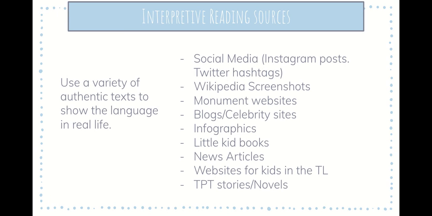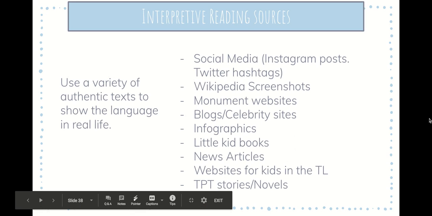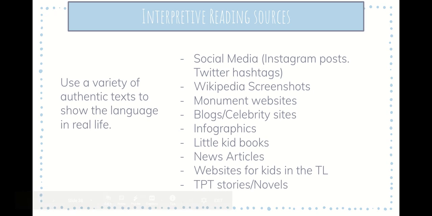Another thing too is making sure you use a variety of interpretive reading stories. So I like to do social media, use Instagram posts. You can search by hashtags on Twitter or Instagram. Wikipedia screenshots, monument websites. You can use blogs or celebrity websites. Infographics are fantastic for this level. Little kid books are fun, but sometimes a little strange. News articles, websites for students or kids in the target language. And Teachers Pay Teachers is also great for finding things that are already made and perhaps related to the content that you're currently discussing.